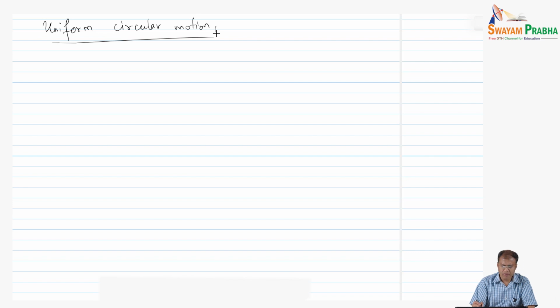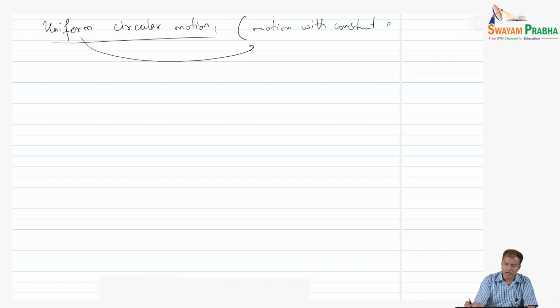So what we have is motion with constant speed. When I talk about uniform, it means motion with constant speed. And the particle P moves counterclockwise. I am assuming that the particle P moves anti-clockwise, with speed u, right?